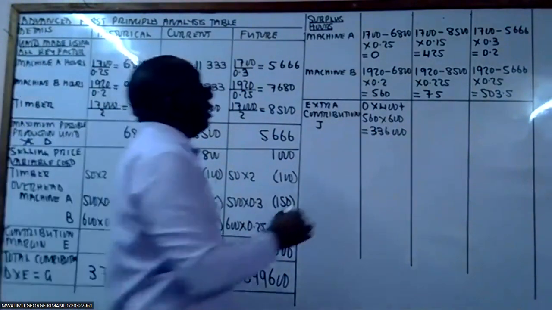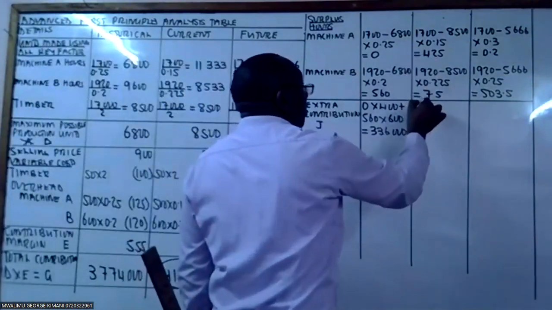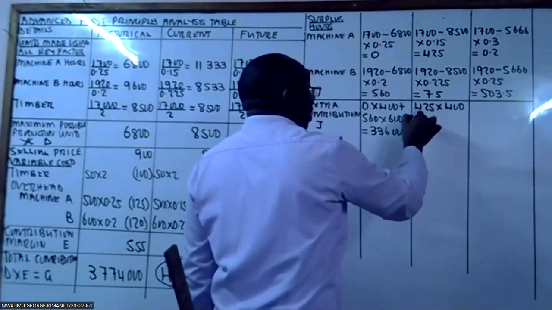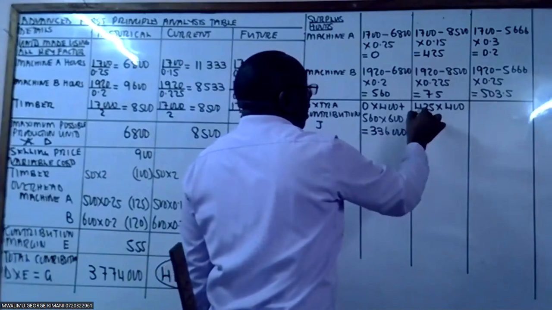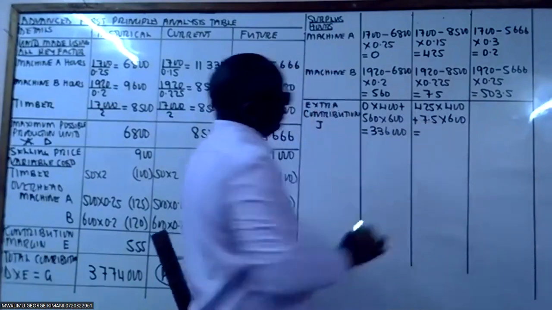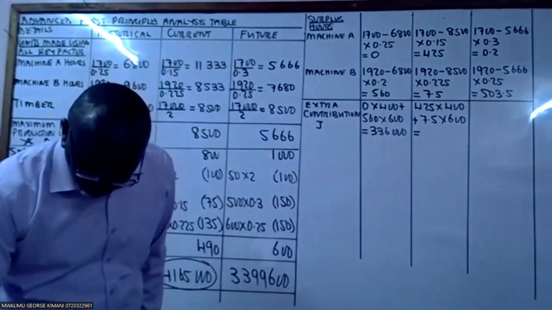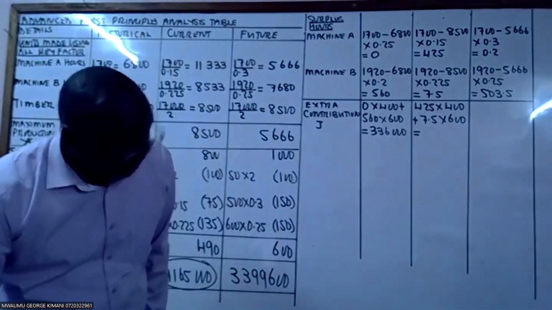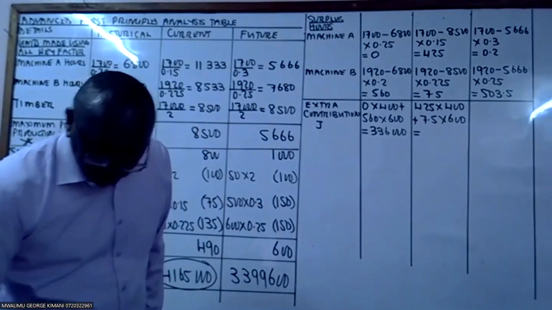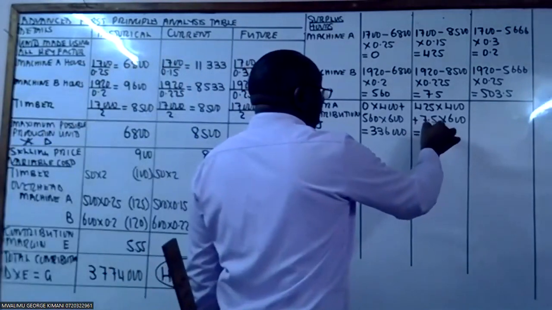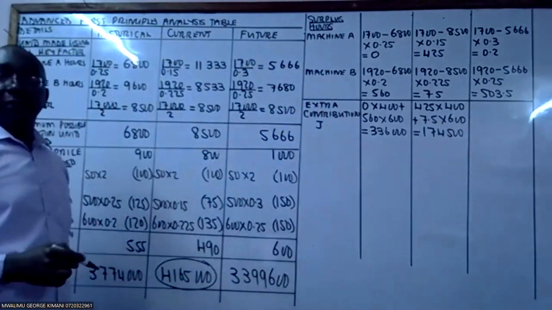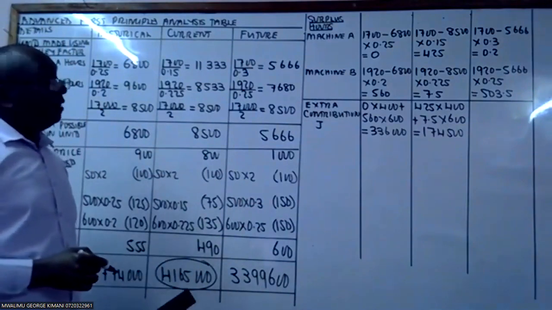Tukikuja kwa the next one, we have extra 425 hours, each giving us 400. Plus, we have an extra of 7.5, each giving us 600. So utasema 425 times 400 plus 7.5 times 600. You get 174,500.